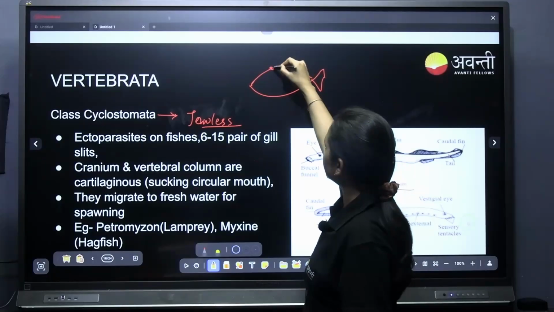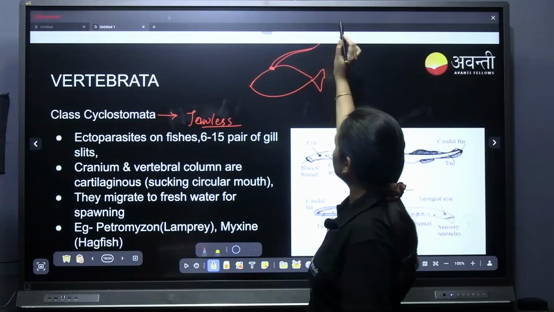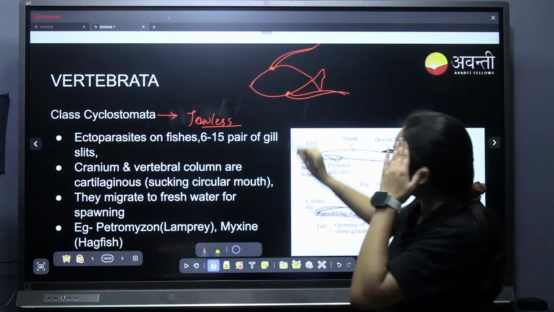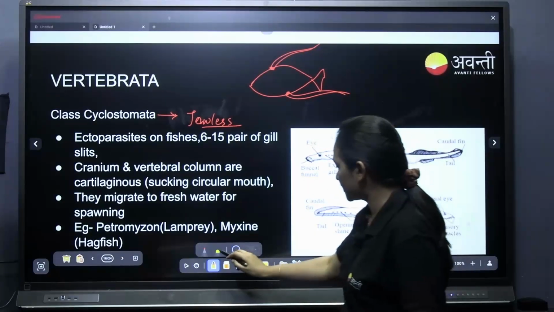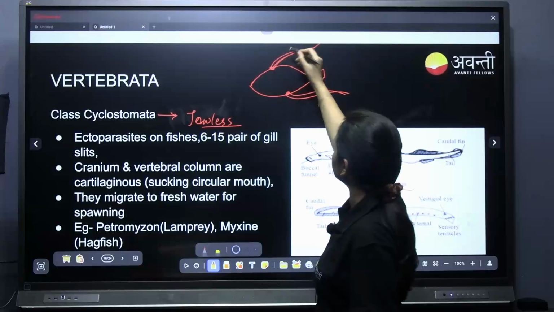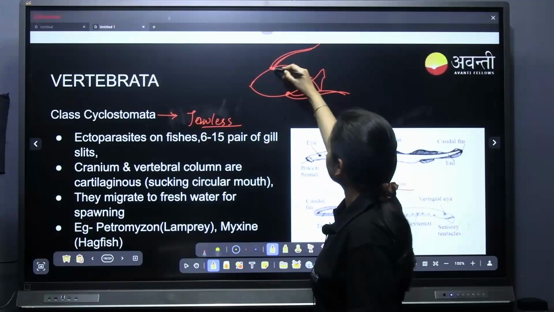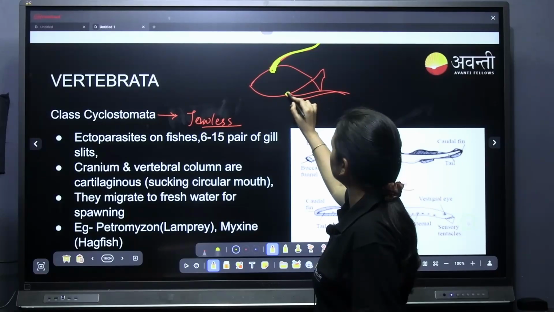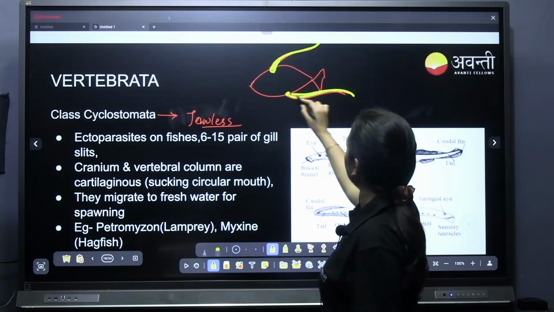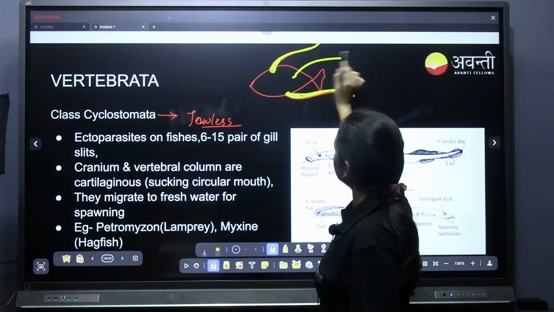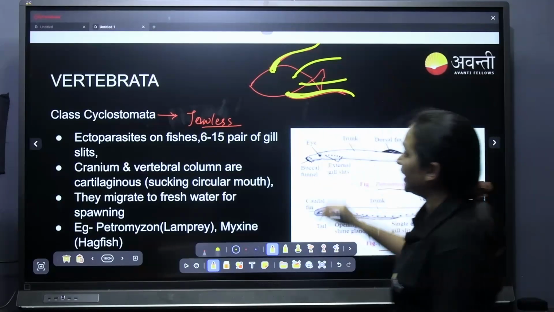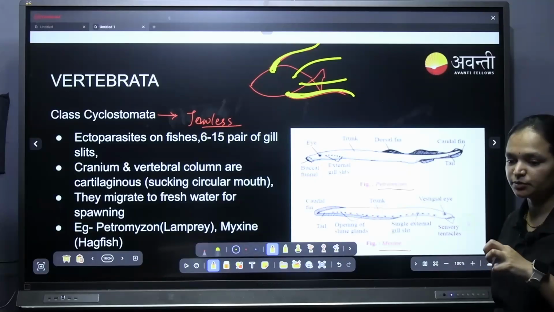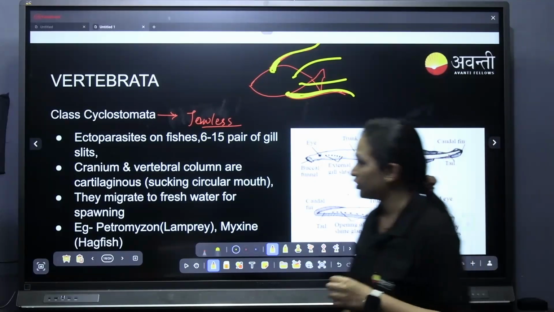what they do, they will be attached to this fish. These are the parasites, actually ectoparasites. Outside they will attach on the fish and suck the blood of the fish. They attach like this. They will be attaching on the surface and sucking the blood, or all the nutrition, from the fish. These are ectoparasites on the fishes.